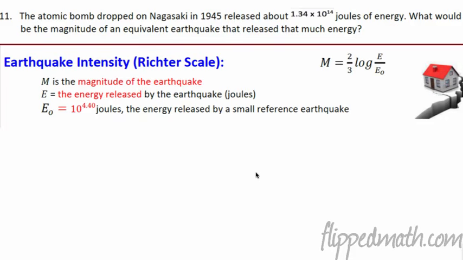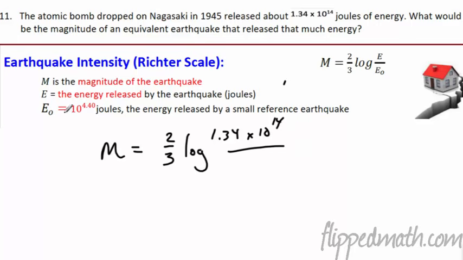All right, so number 11, magnitude. What would be the magnitude? Well, this is very simple. We don't know what the magnitude is, so we're going to just put in 2/3 times the log of how much energy we have. Is it really this simple? I gave you a problem this simple. And E sub naught is always the same, 4.4. So I guess this is basically a calculator practice problem.